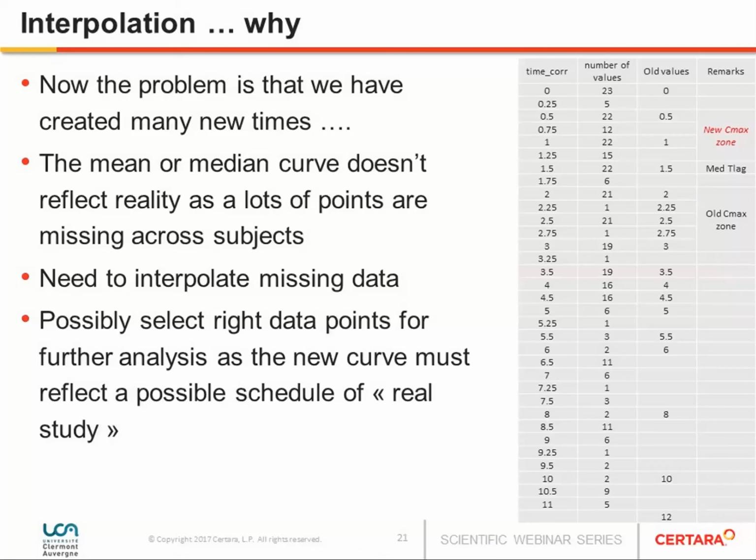So you can see that if I make the mean curve, I will have a problem. I will have a problem in the sense that I will not have the same number of values calculating the mean curve, which could result in something which is not really reflecting everything. So, what can I do? I can use something which is less influenced by extreme values, like a median curve. But anyway, I'm not sure that it's going to reflect something realistic. What I can do also, I can try to interpolate the missing data and then select the right time point. We are going to see how we can do it.